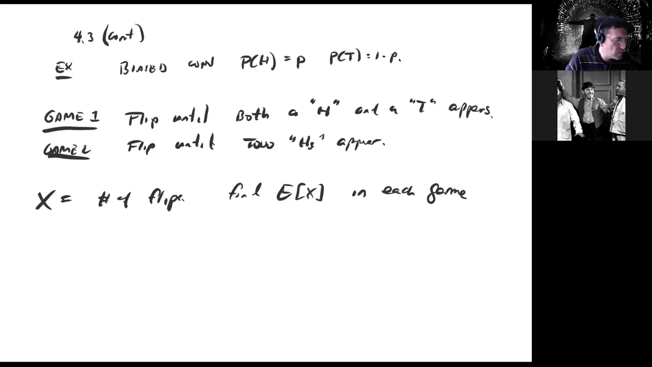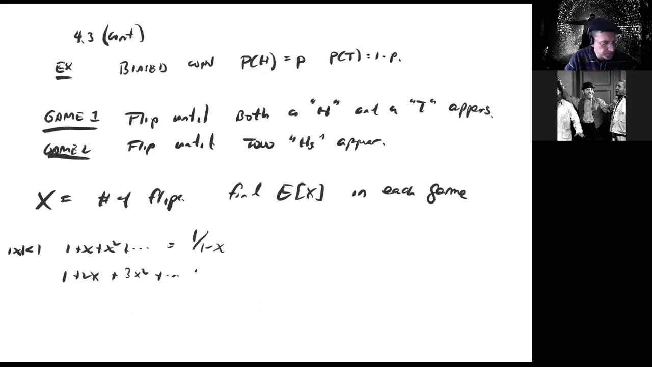Okay, so I'm going to make use of the following facts that I actually derived yesterday. So first of all, 1 plus x plus x squared and so on, as long as the absolute value of x is less than 1, is 1 over 1 minus x. And we differentiated this formula. We got 1 plus 2x plus 3x squared and so on is 1 over 1 minus x squared.